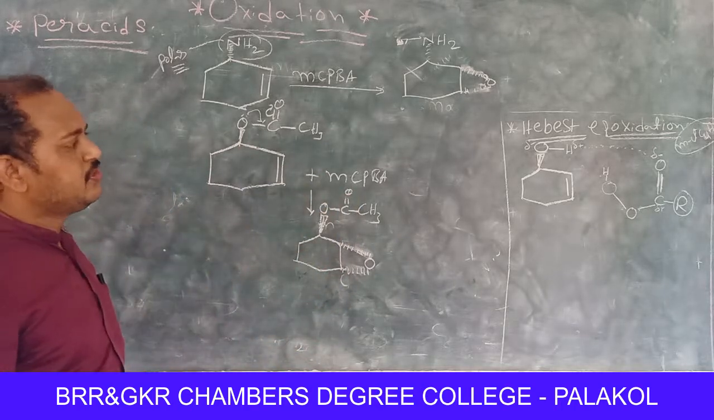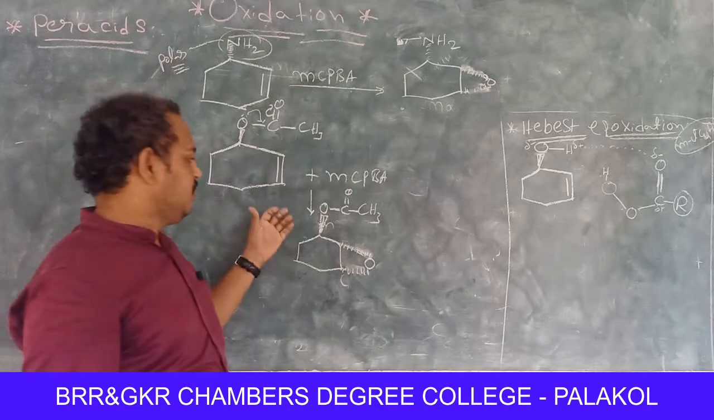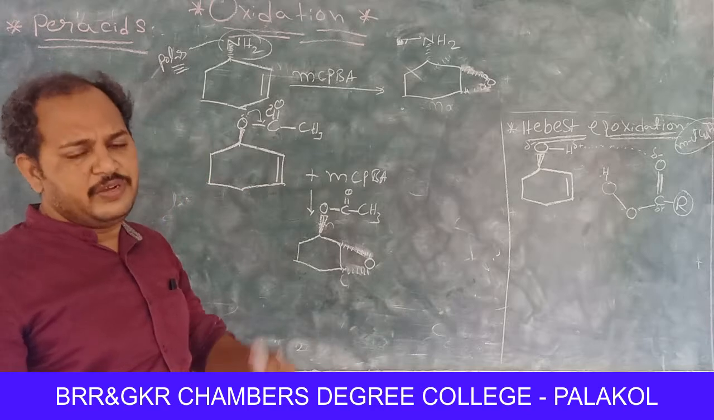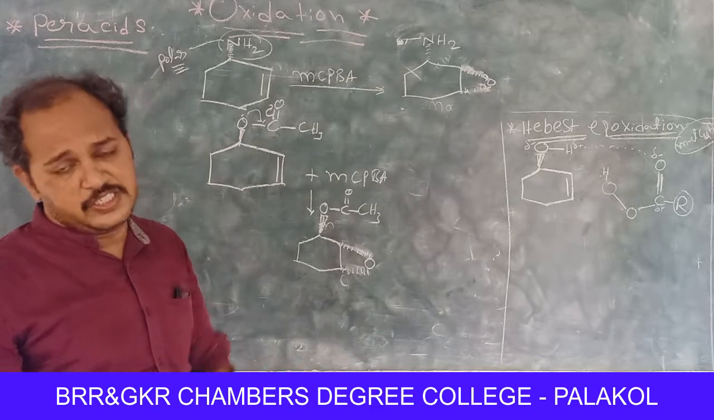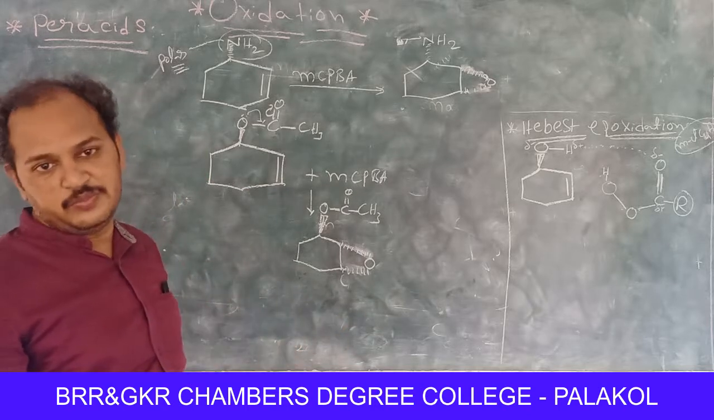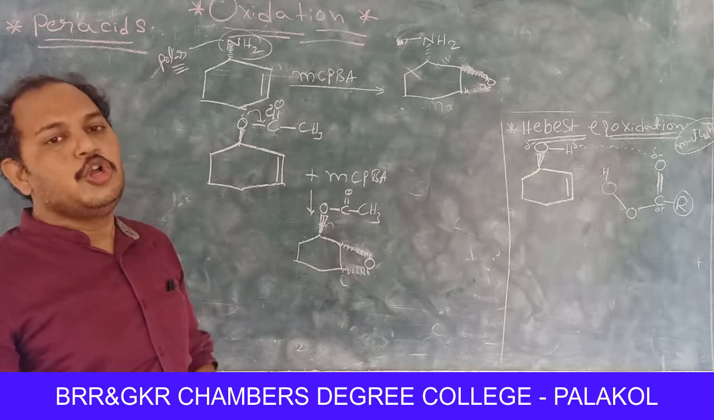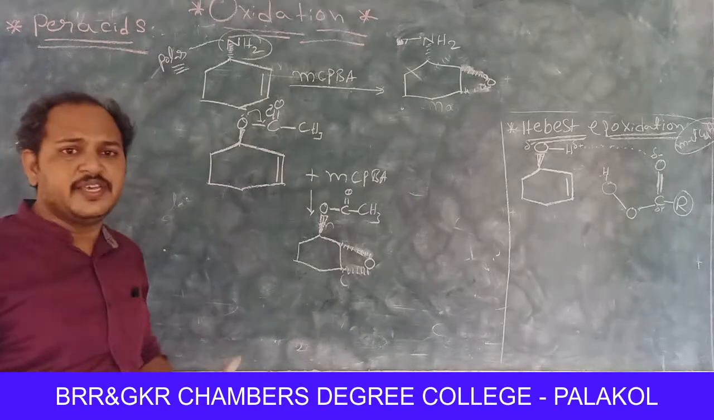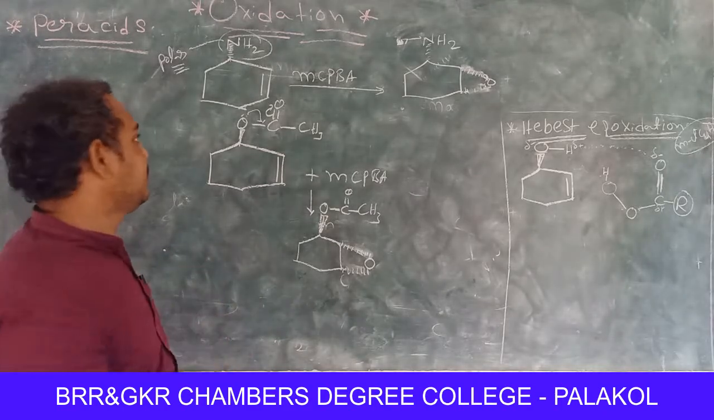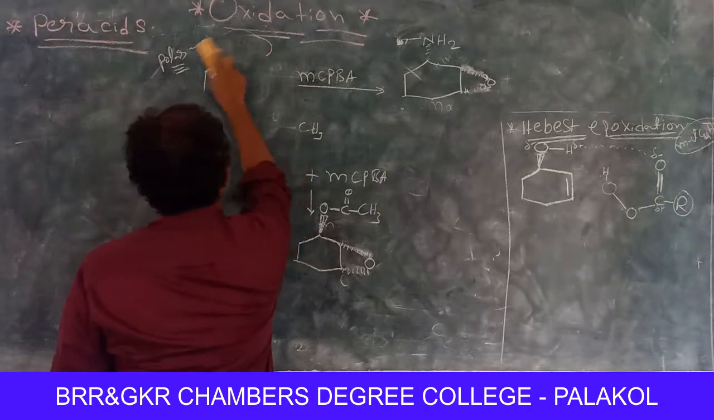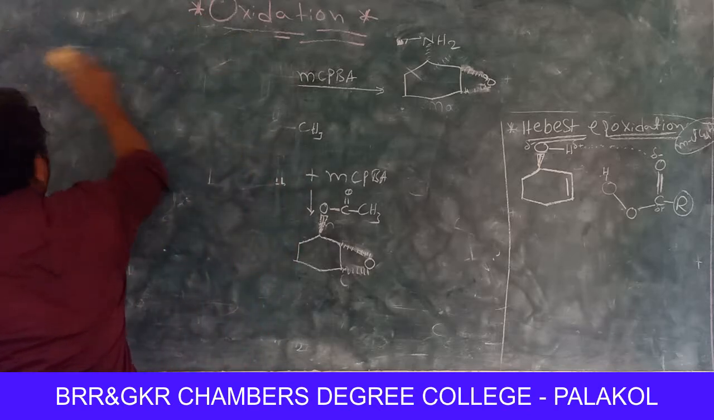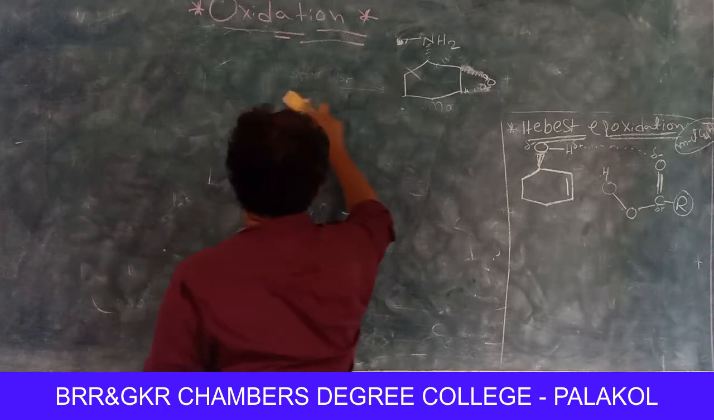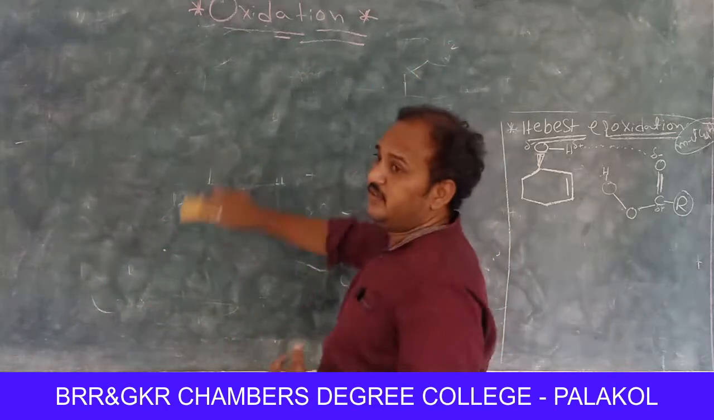Next, beside these compounds, when we are discussing rigid systems, what kind of product can we expect, or how does the epoxide formation take place in the case of rigid systems? I just want to explain that by taking one example. Suppose norbornene, okay, just like that, a rigid system.